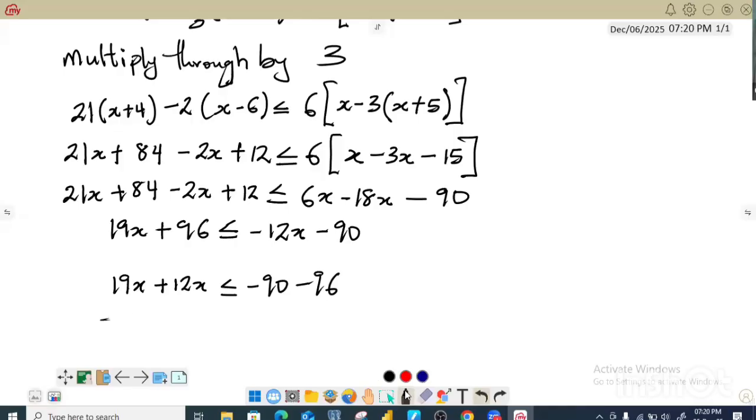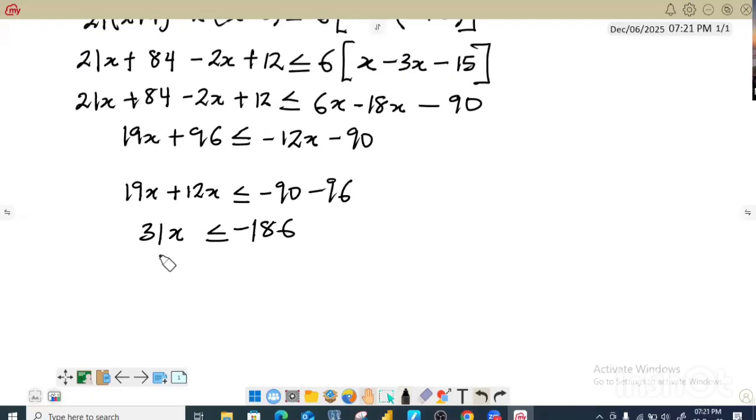So this will give us 31x less than or equal to minus 186. So at this point, we are going to have x less than or equal to minus 186 over 31. So what will that give us? Minus 6. So that should be the answer.